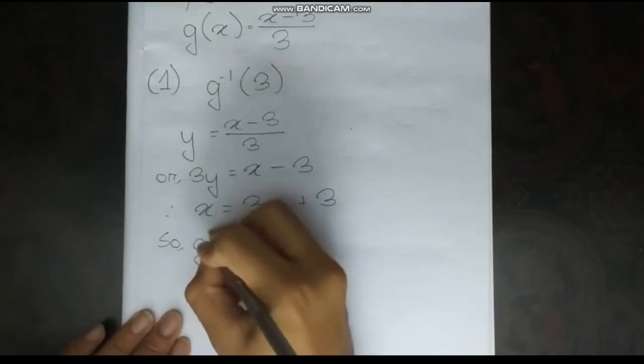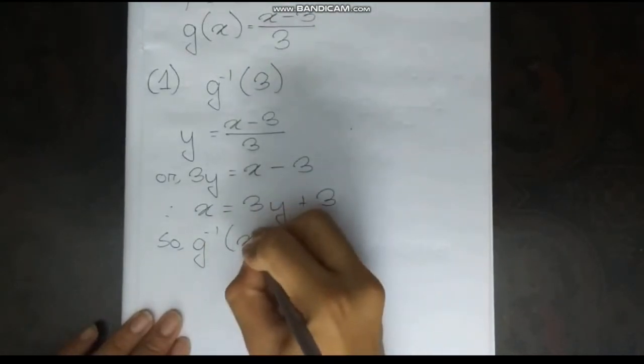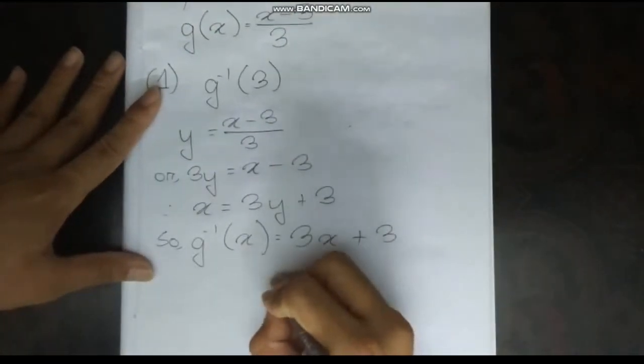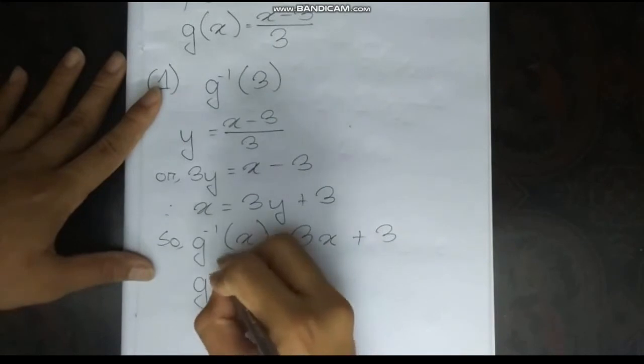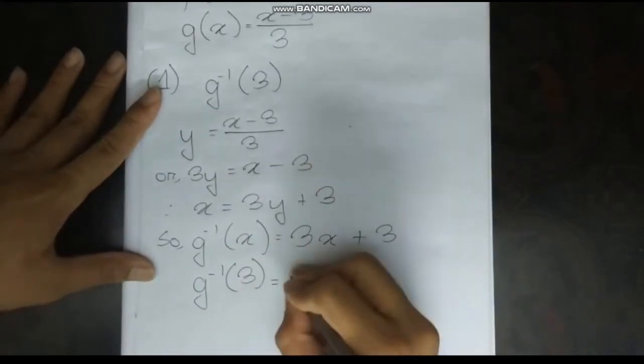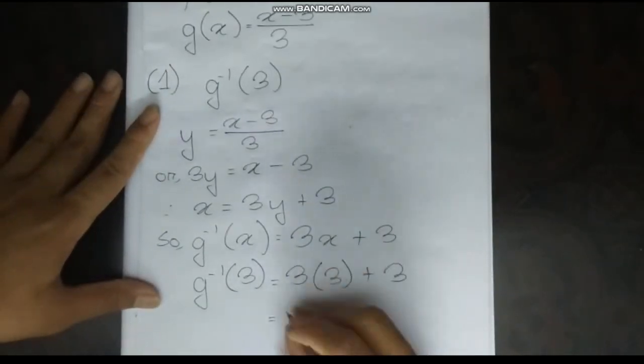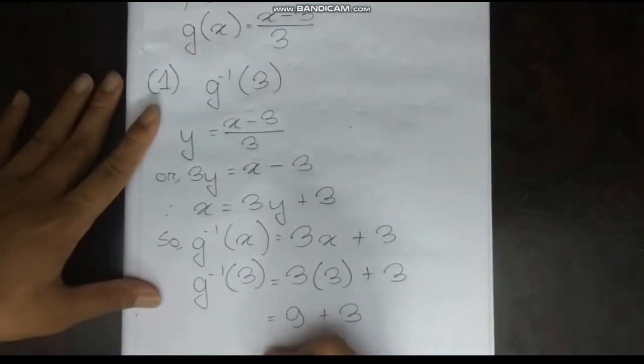So g inverse of x is equal to 3x plus 3. If you did not understand why I put this x, it's the rule of the inverse function. If you do not understand, check out my previous videos. You will find the proper explanation of that. Now what is g inverse of 3? Now put the value 3 here. It is equal to 3 multiplied by 3 plus 3, is 9 plus 3 is equal to 12. Here you got the answer of number 1.